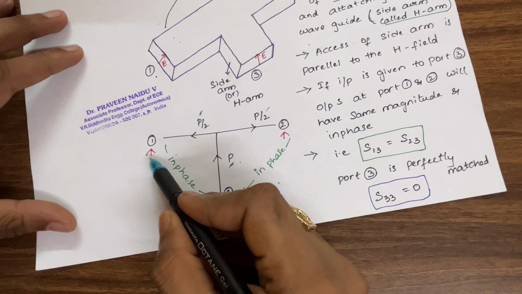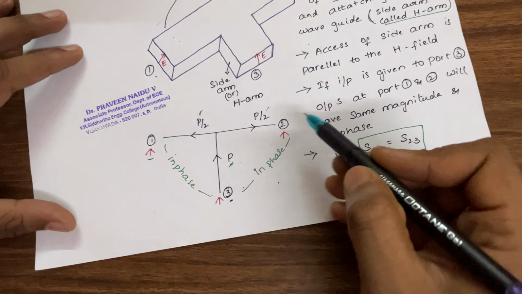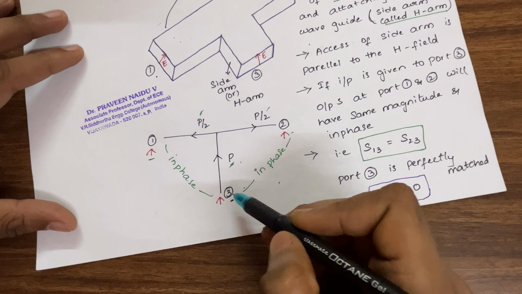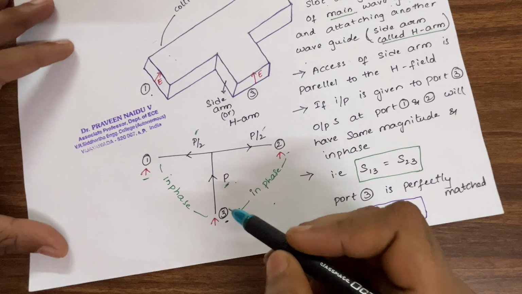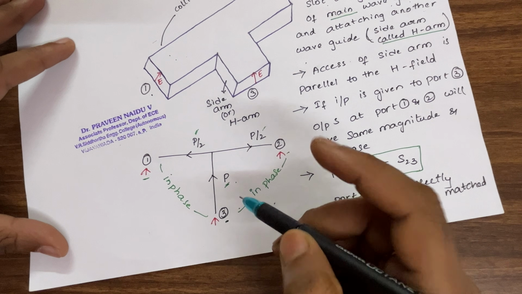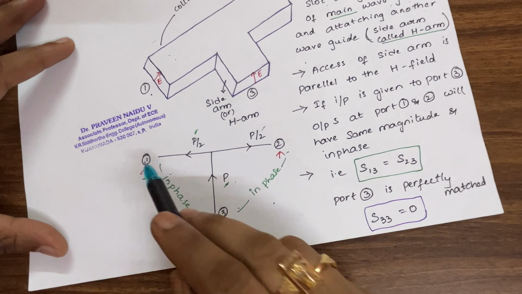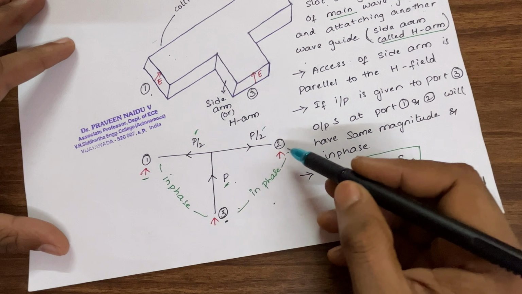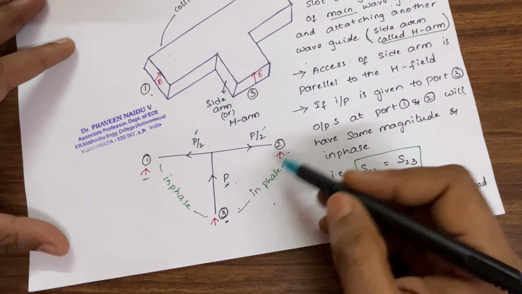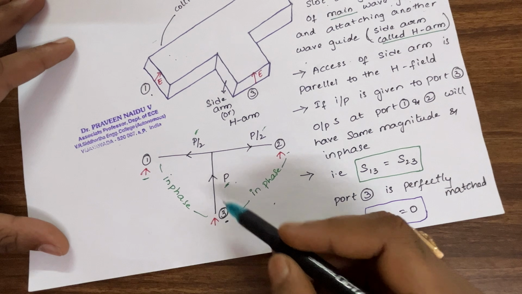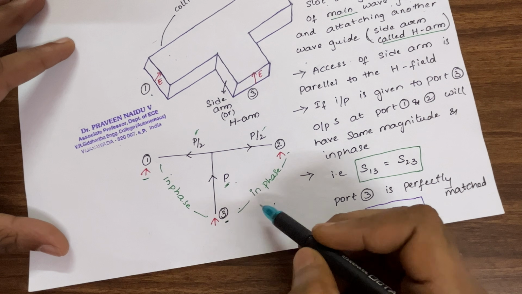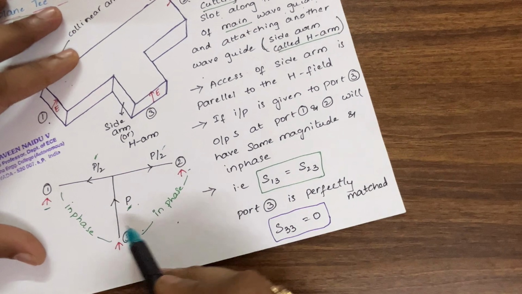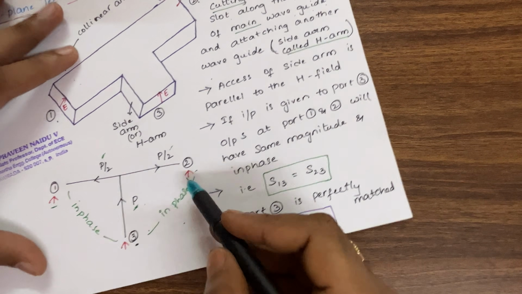The main difference is that the output power across port 1 and port 2 will be in phase with the input signal. This was not the case in the E-plane T. In the case of the E-plane T, port 1 and port 3 are in phase and port 2 and port 3 are out of phase. But in this case, both port 1 and 3 and port 2 and 3 are in phase with each other.